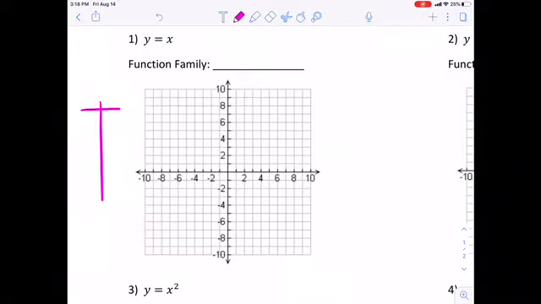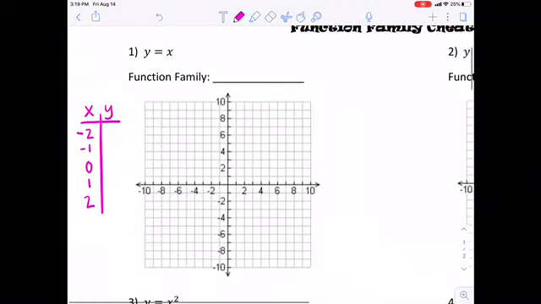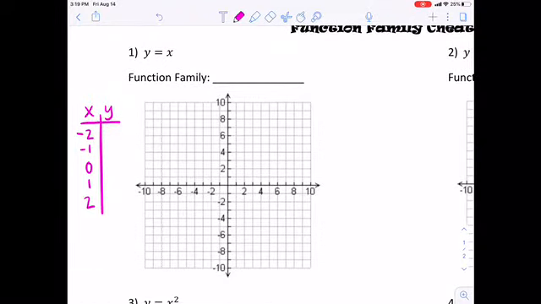So I'm just going to make a table. And when you make a table, you get to choose your x values. I'm going to use my personal favorite x values, which are -2, -1, 0, 1, and 2. Now, if I plug each of these values into the equation, my first x value is -2. So if I put -2 in for x, notice this equation says that y equals x. So if x is -2, then y will also be -2 because x and y are equal.